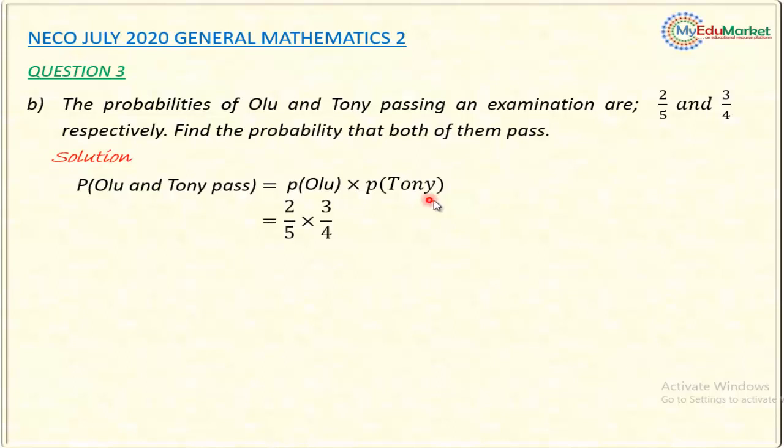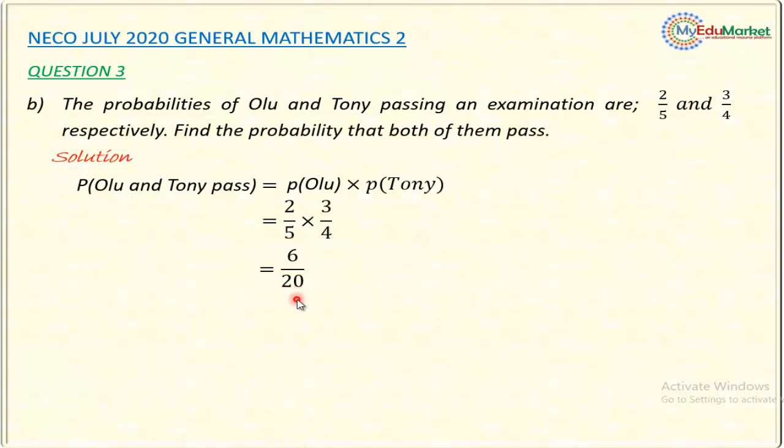So the probability of Olu passing is given as 2/5 multiplied by the probability of Tony passing, which is 3/4. So I will now simplify this. Simplifying this, I have 6/20. 2 times 3 is 6. 5 times 4 is 20.